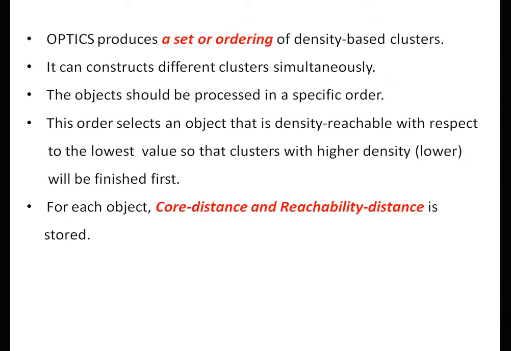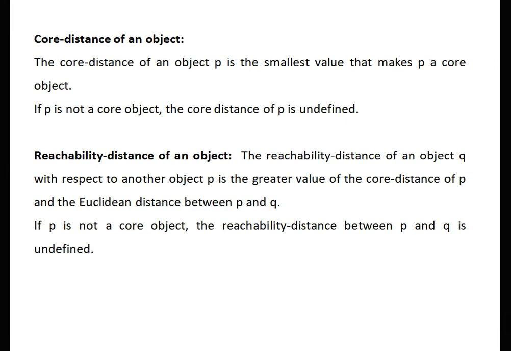OPTICS produces a set of ordering of density-based clusters. It can construct different clusters simultaneously. The objects should be processed in a specific order. This order selects an object that is density reachable with respect to the lowest epsilon value so that the cluster with the lower value will be finished first. For each object, core distance and reachability distance is stored. All these theory points you will come to understand when we solve a problem.